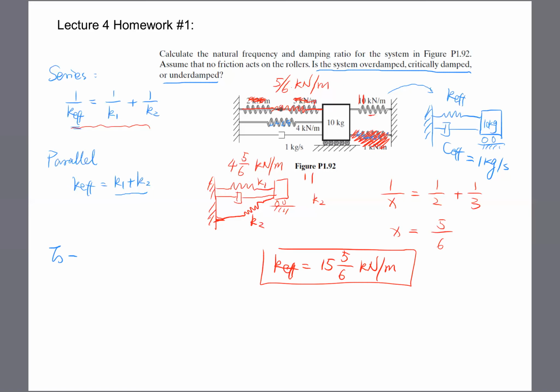If you recall, your damping ratio is C over 2 square root of mK. Right? So your C here is 1 kilogram per second. You have 1, you have 2, your mass is 10 kilogram. And then what is the K? The K is 15 5/6. You have to pay attention to the unit. It's kilonewton per meter, so you have to times 1,000.